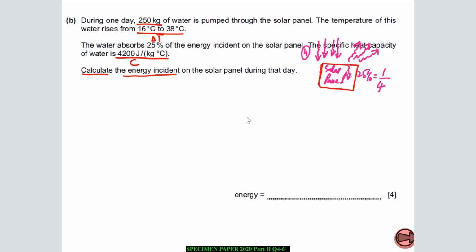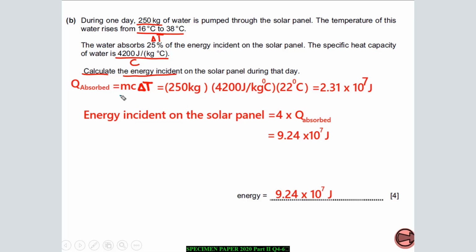So let's answer now. This is just a simple use of the formula mc delta T. This one is the mass, here is the C, and here is delta T. Delta T means 38 minus 16, so we got 22. We don't need to convert to Kelvin in this case, because the change is the same. Delta T is the same in Kelvin and in the Celsius scale. So if you calculate, this is the amount of heat absorbed by the water.